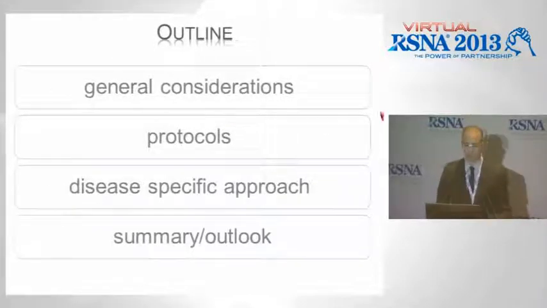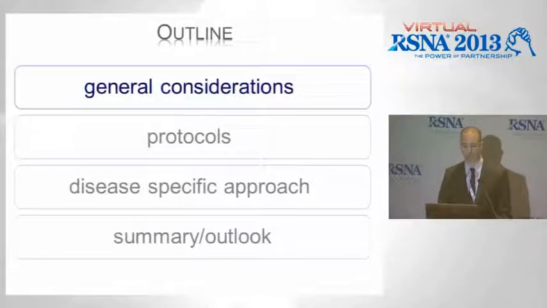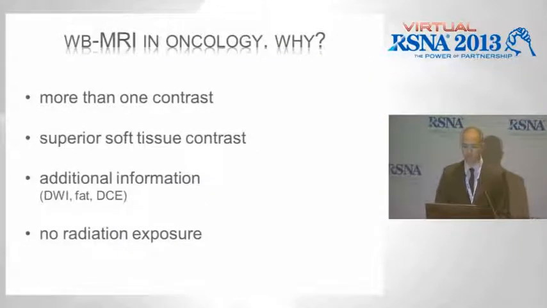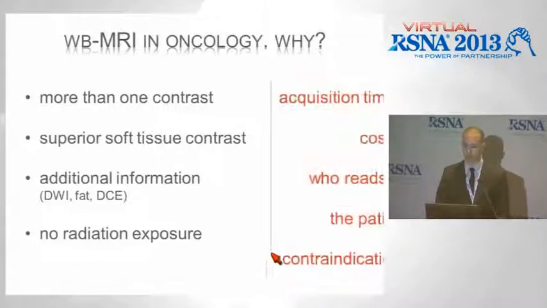Before we start looking into specific approaches, I want to start with some general considerations in that field. Why are we actually doing whole body MRI? I think some of that was already mentioned. We have more than one contrast. It's superior soft tissue contrast, and we can acquire additional quantitative information that may help us evaluate disease activity or response, plus we don't have radiation exposure.